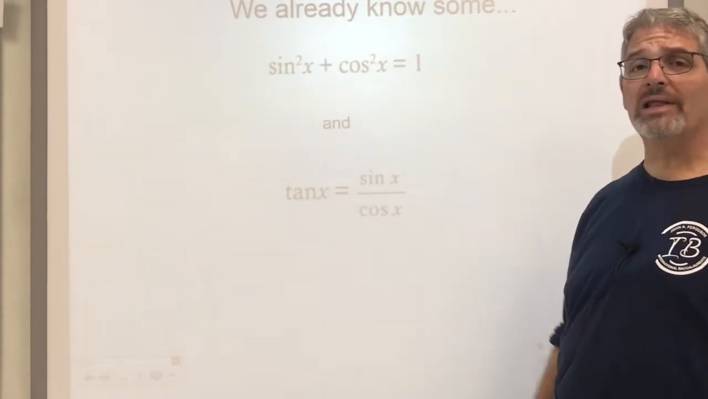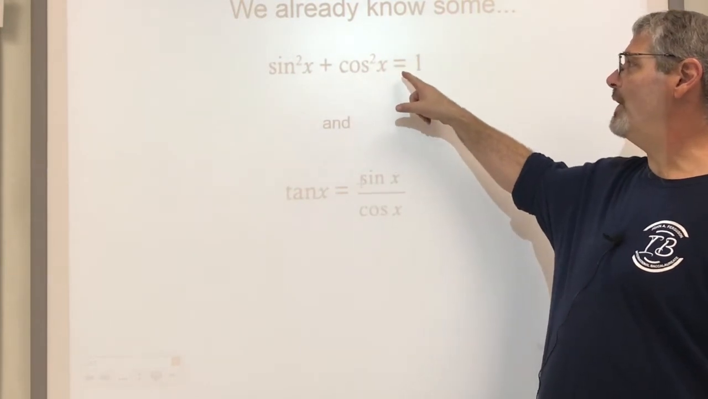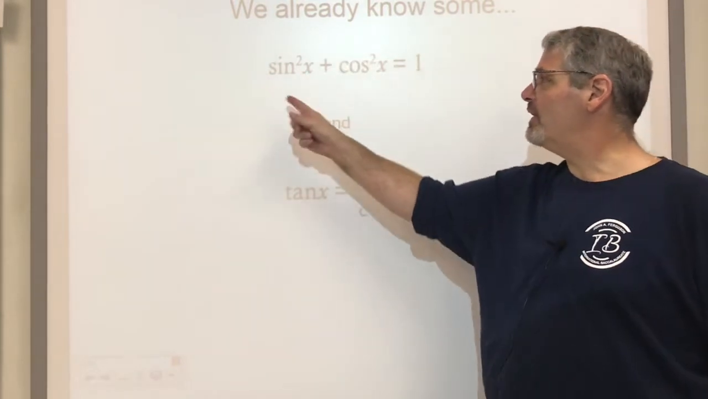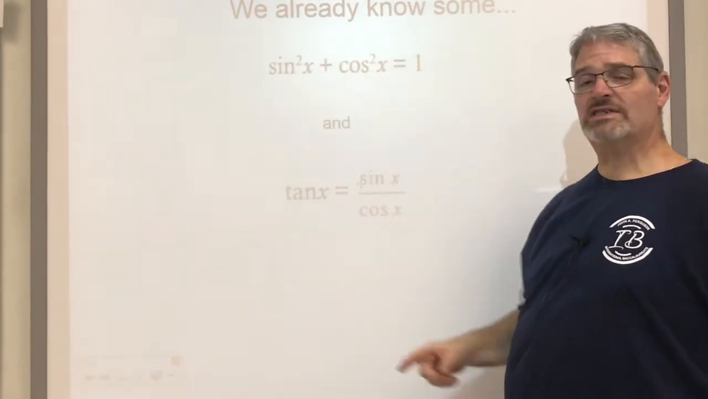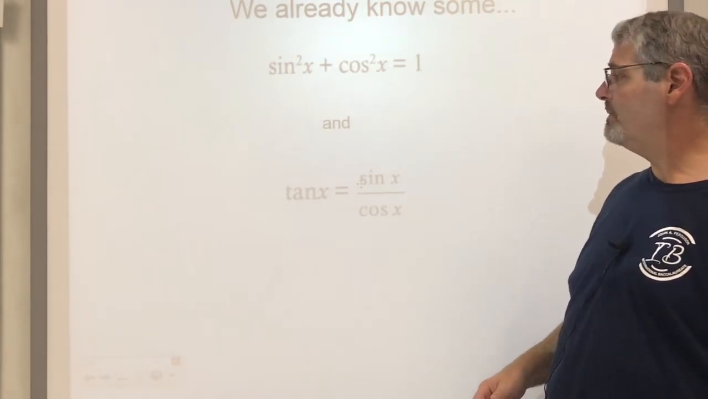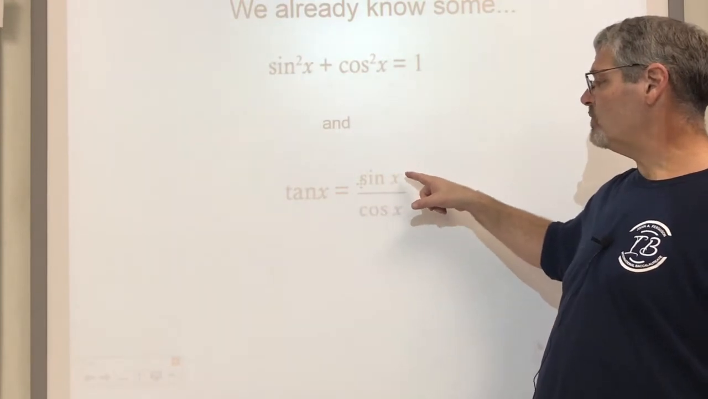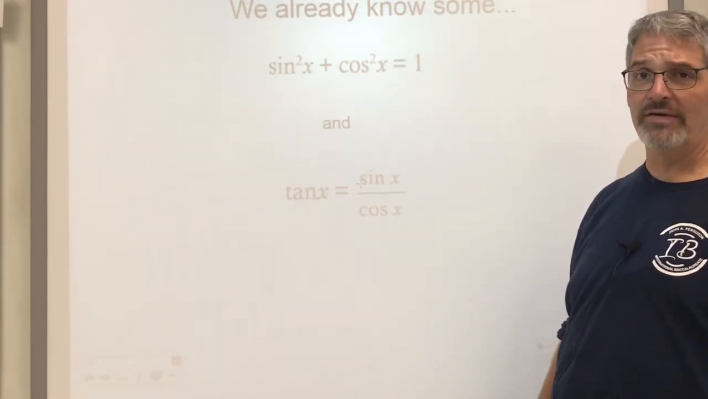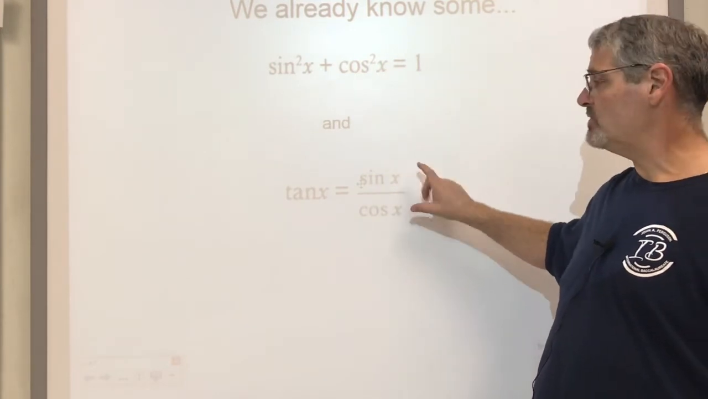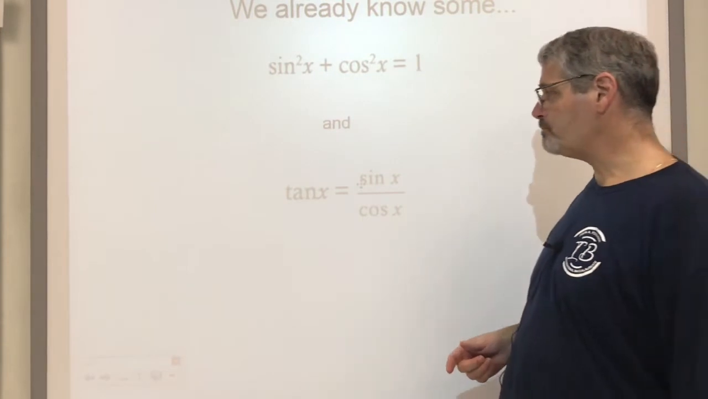The first one we learned last semester was sine squared x plus cosine squared x is equal to 1. Whenever you have this in an equation, you can substitute sine squared x plus cosine squared x for 1. And we also know that tangent of x is equal to the sine of x over cosine of x. So if we have sine of x over cosine of x in an equation, we can replace it with tangent of x, and vice versa.